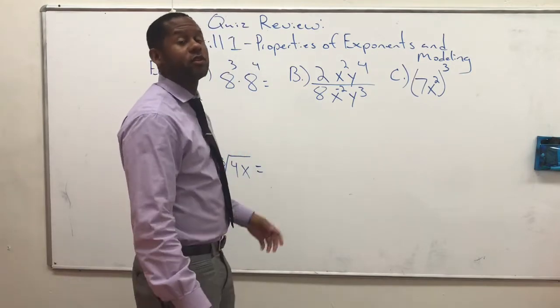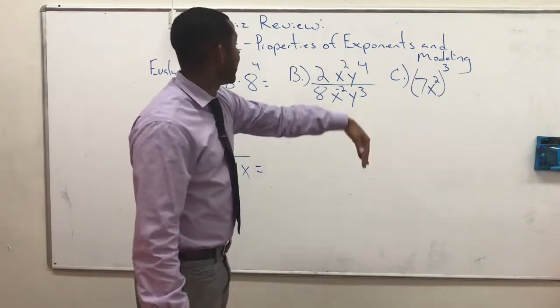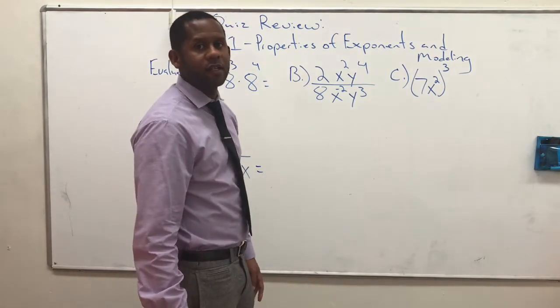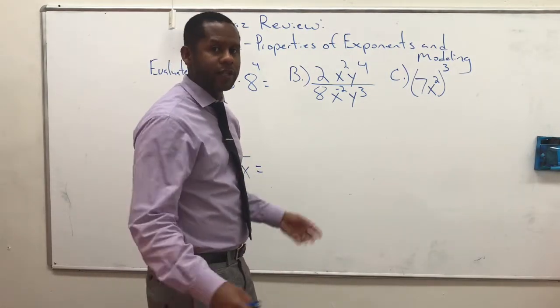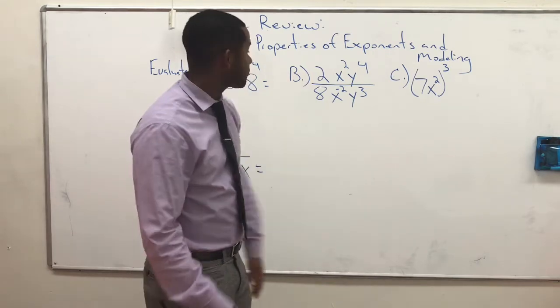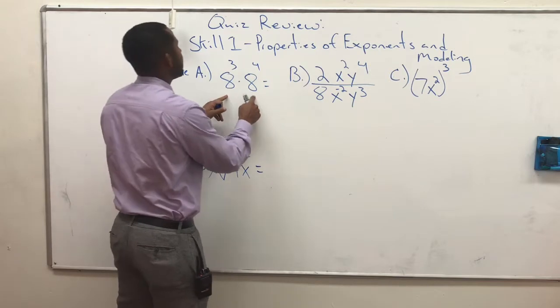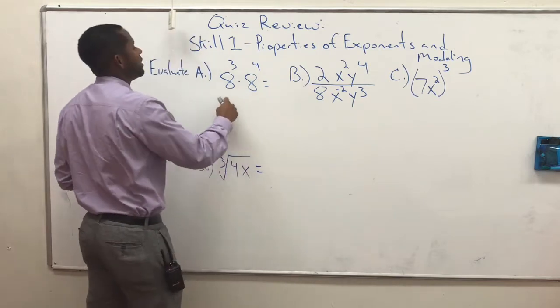What I actually want you to do is write these down right now, pause it, and try to evaluate them or simplify them as much as you can. So go ahead and do that. Cool, you did that. Alright, so this is one of our exponential properties.